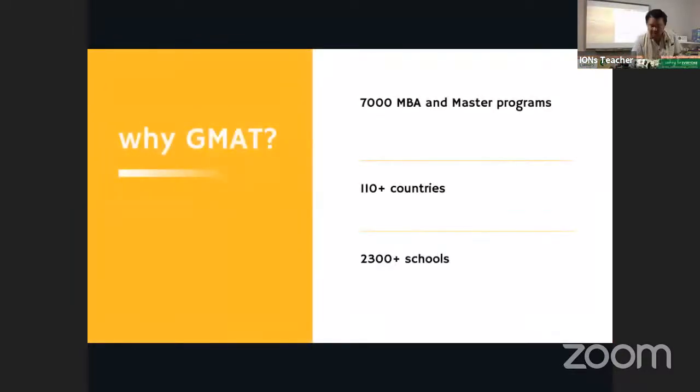Now, why GMAT? Why do we take GMAT? Well, because, for example, there are 7,000 MBA and master programs that accept GMAT worldwide, and because it is widely accepted in more than 110 countries, and also accepted in more than 2,300 schools around the globe. That's quite massive statistics.